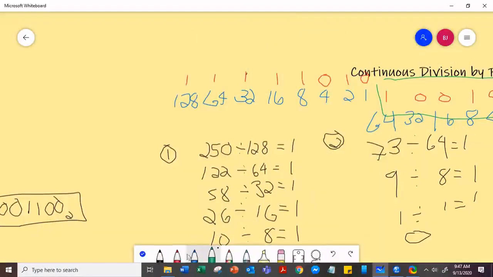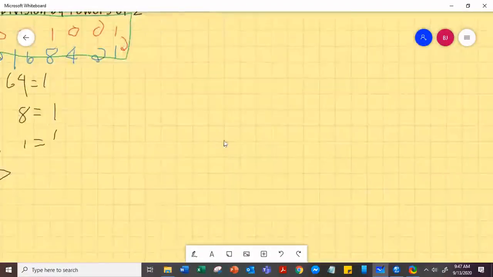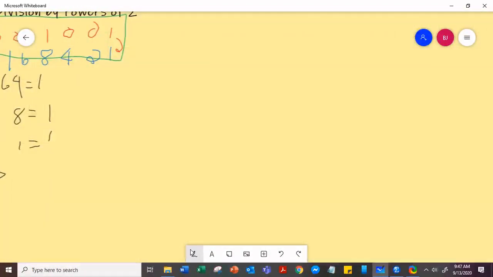Let's put a box on this one as well. Let's not forget the base 2 here. And finally, let's use 1100 as our final example.